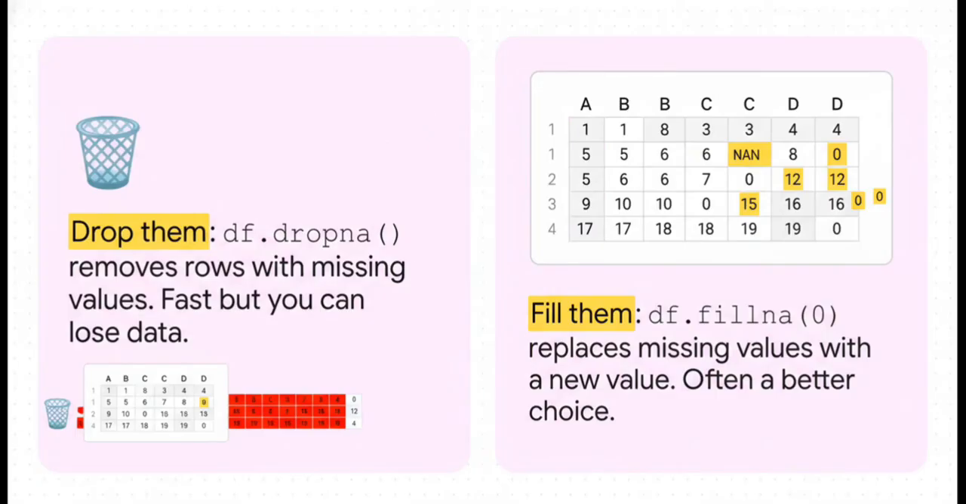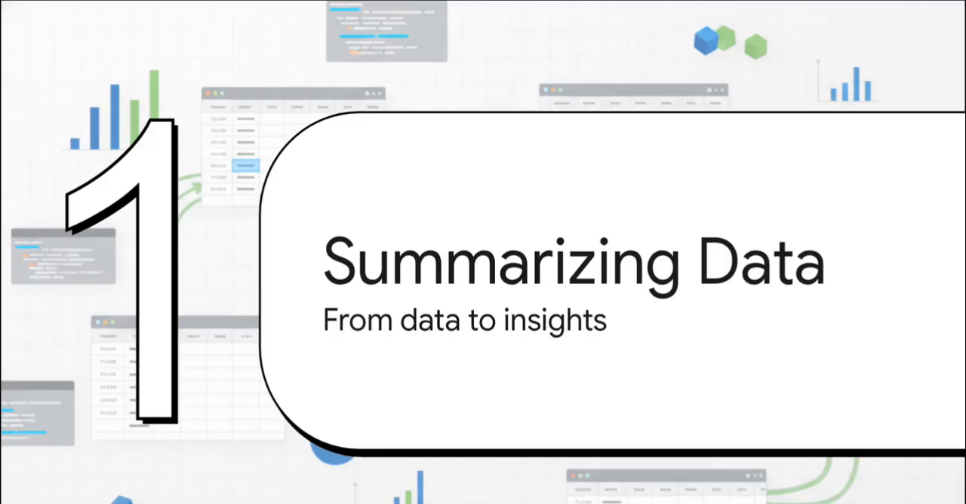You basically have two main paths you can take here. The first is the quick and easy route. Just use dropna to get rid of any row that has a missing value. It's fast, but you risk throwing away good data. The second option, which is often better, is to fill in the gaps using fillna. You can fill them with a 0 or maybe the average of that column, whatever makes the most sense for your project.